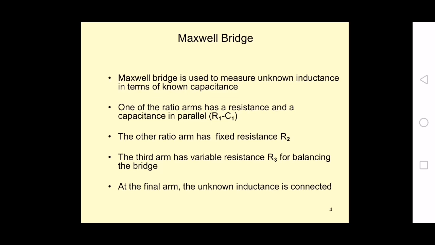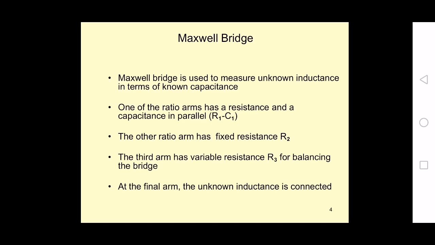In any bridge, for two opposite junctions we connect the supply, and for the other two opposite junctions we connect the galvanometer or detector circuit. We have four arms of the bridge. Two arms we call the ratio arms, the third arm is the standard arm, and the fourth arm is the unknown arm.